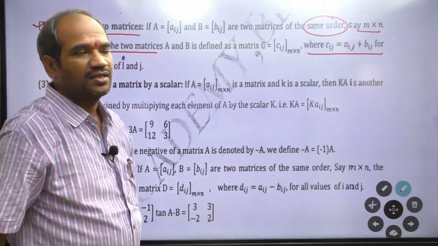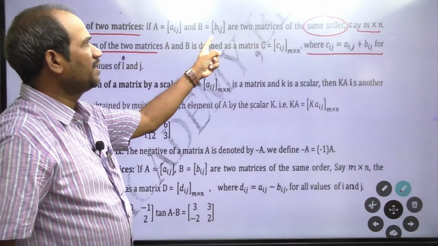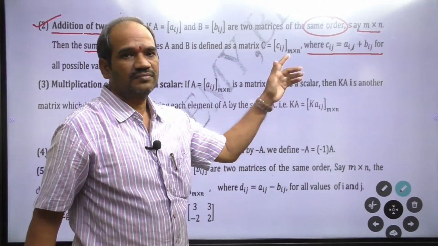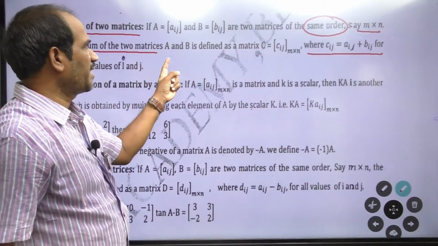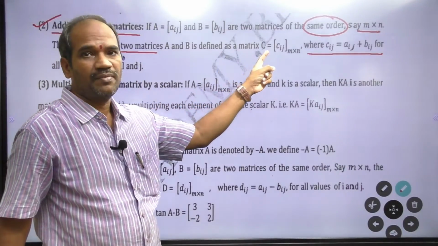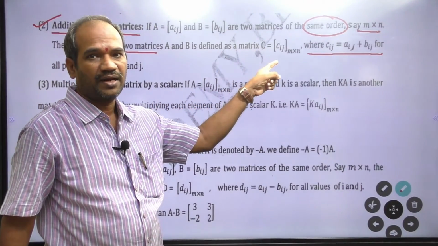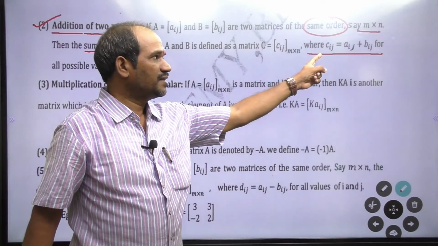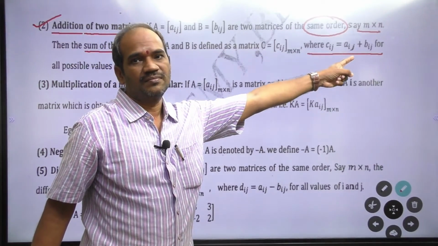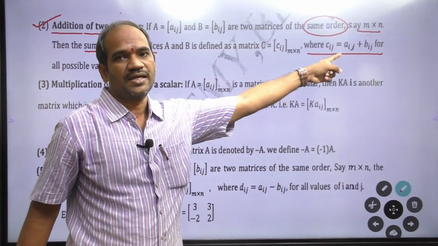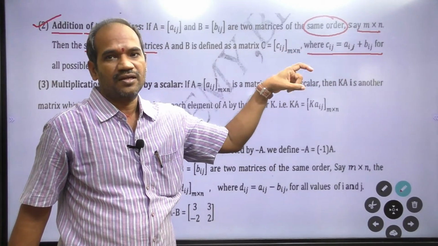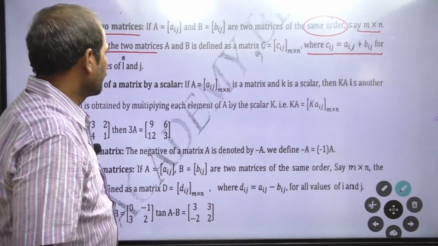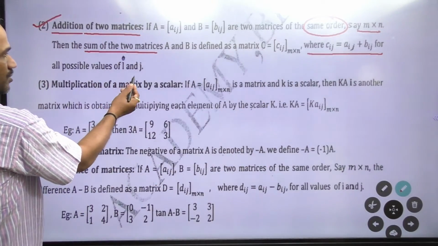See here, if A and B are two matrices of same order, say m by n, then the sum of two matrices A and B is defined as a matrix C is equal to Cij m by n, where Cij is equal to Aij plus Bij. Aij plus Bij means adding corresponding elements, for all possible values of i and j.